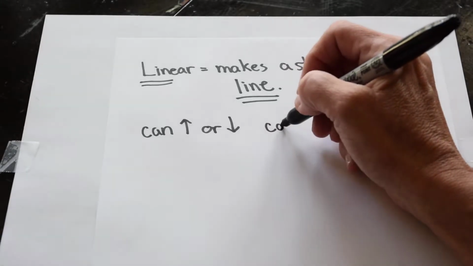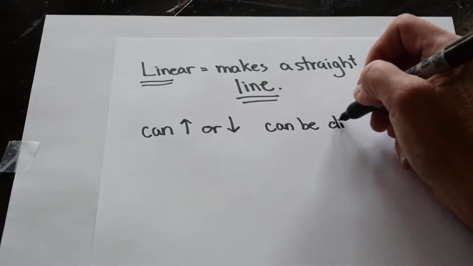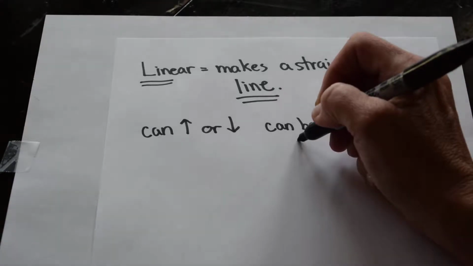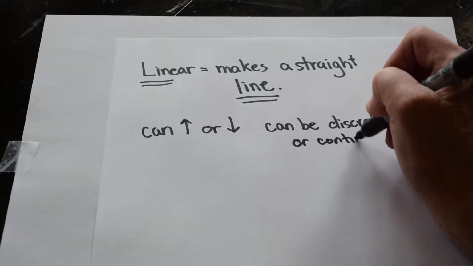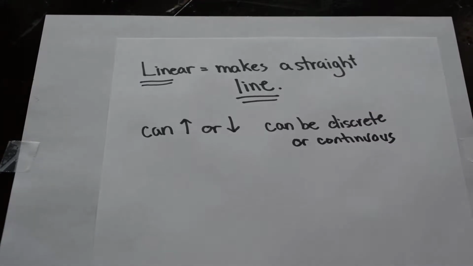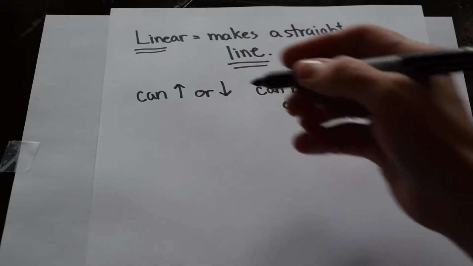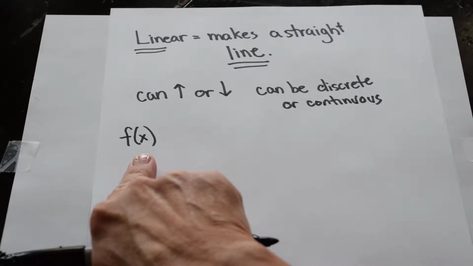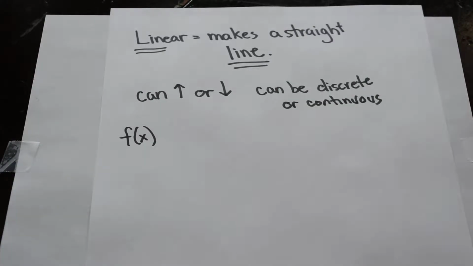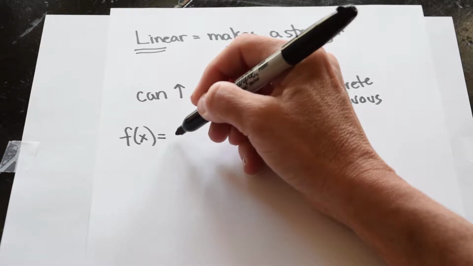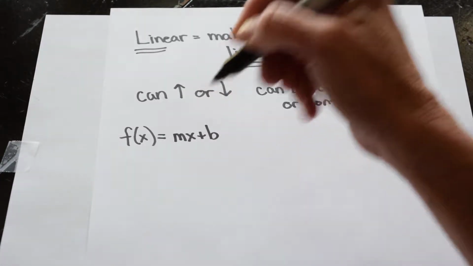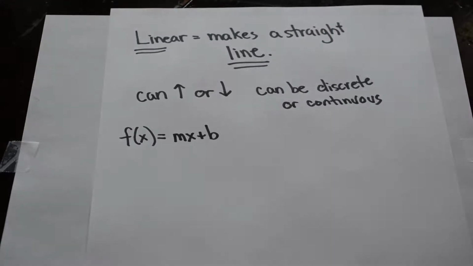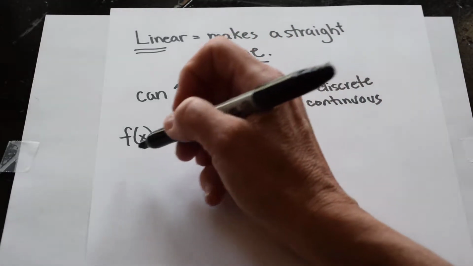It can be discrete or continuous. It's not going to be both, obviously, at the same time, but it'll be either one. And the way you're going to see that written, and this is probably the first time you've seen function notation, we say it's f of x, the function of x, which is just another way of saying y, but with fancy algebra words. So f of x equals mx plus b. Look at that, that's slope. We know slope makes a straight line, right? So there's our slope formula.